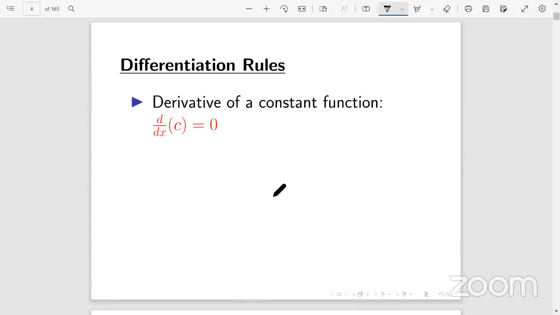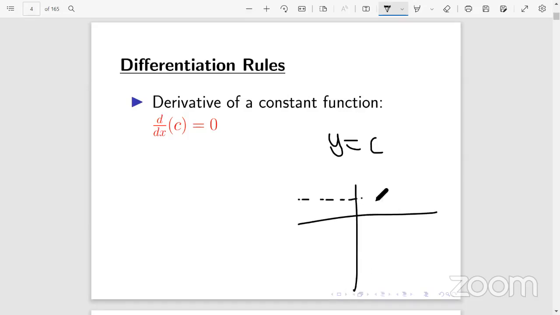I believe you already know that whenever you differentiate a constant, you get a 0. Remember that with differentiation, we talk about a slope. Whenever you have a function y equals c, this is a constant function. It's a function that looks like this dotted line, just some horizontal line. There's no slope, because the slope talks about steepness, and there's no steepness. That's why we say that the slope of a constant function is 0. So whenever you differentiate a constant, you get a 0.